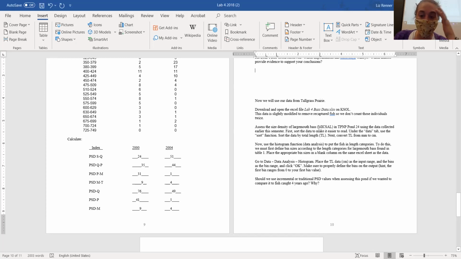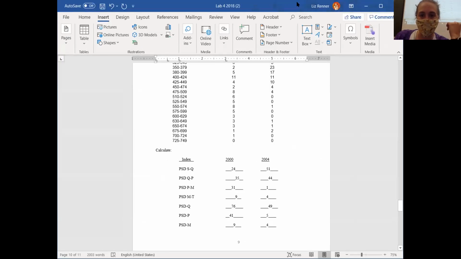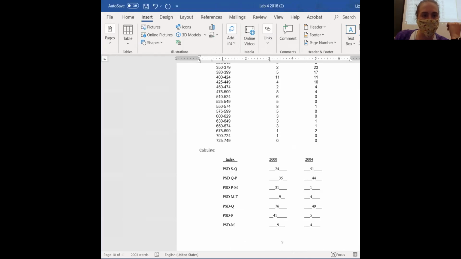First, we're going to have to sort out the data to make it easier to read. Under the Data tab, we're going to go to the sort function. So data, go to, where is it on here? Sort. You can sort by column B, which would be date, right? It should all be in order now, sorted.